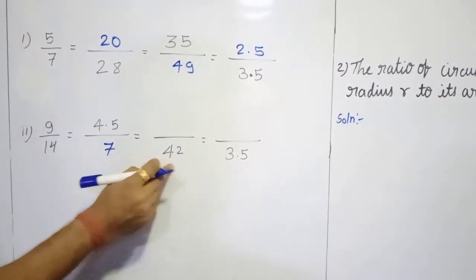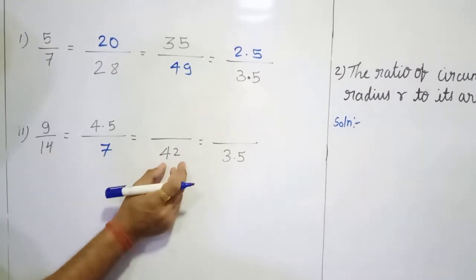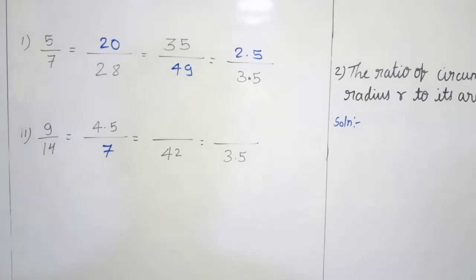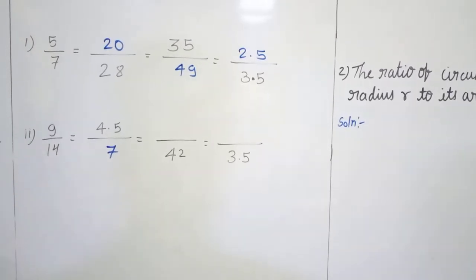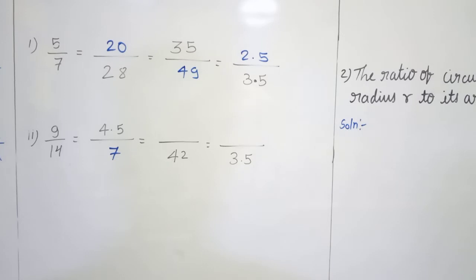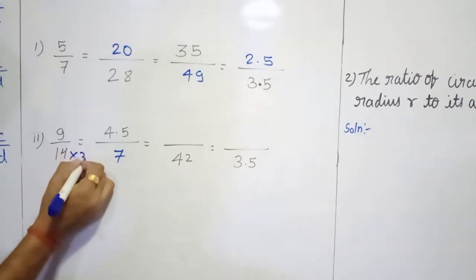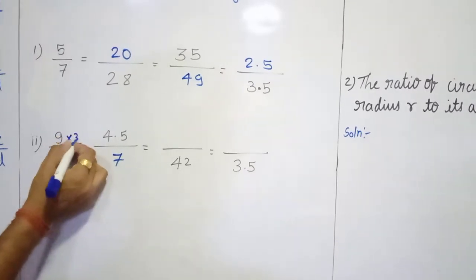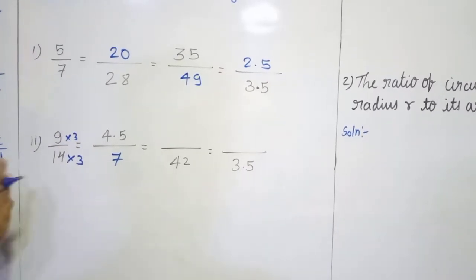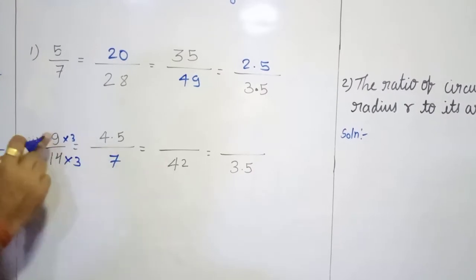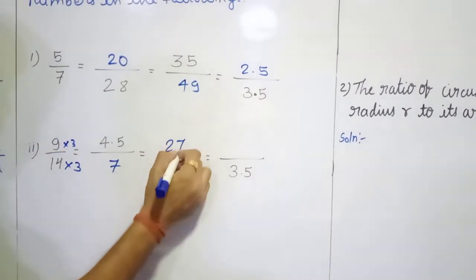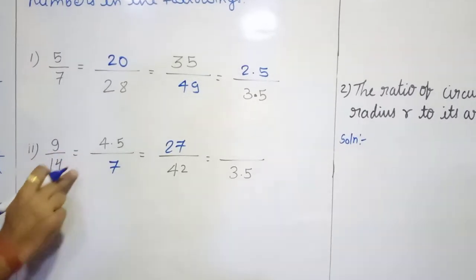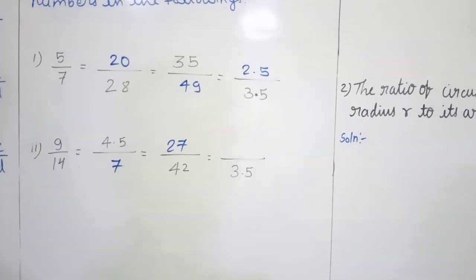Now the second one. This 14 becomes 42, which means its value increases. So we multiplied 14 by some number to become 42. What is that number? That is 3. 14 3s are 42. At the same time, we have to multiply the numerator also by 3. 14 3s are 42, 9 3s are 27. Yes, the same change we have to do in both the numerator as well as the denominator.